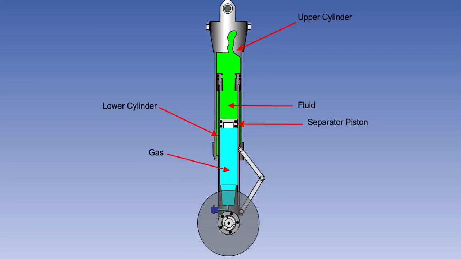In this example, the outer cylinder is fixed rigidly to the airframe structure. It houses the lower inner cylinder and piston assembly. The wheels and axle are connected to the bottom of the inner cylinder.